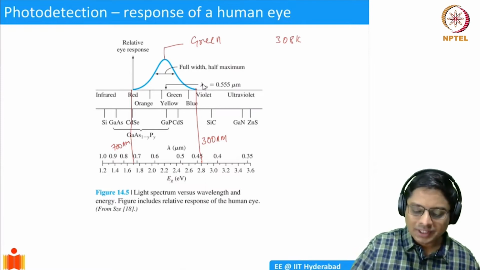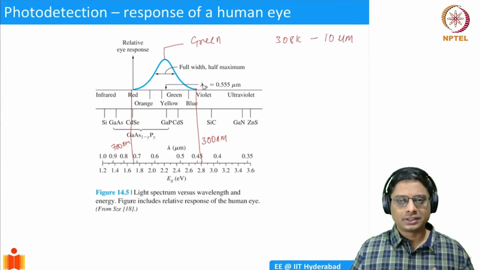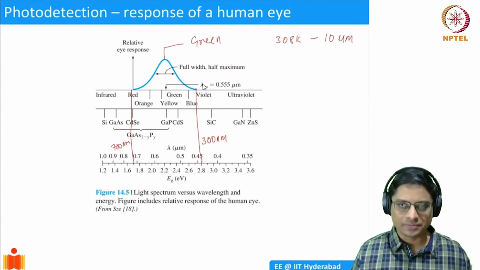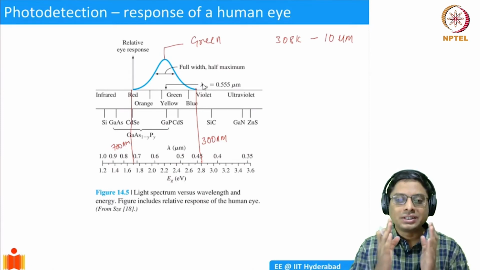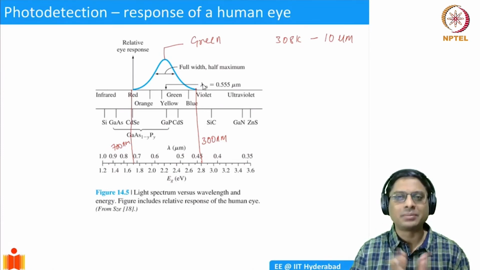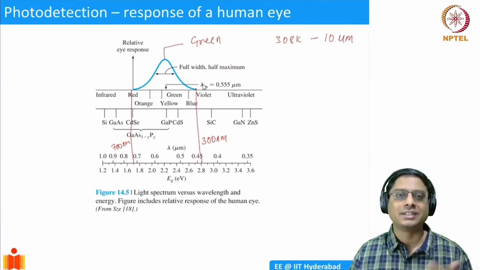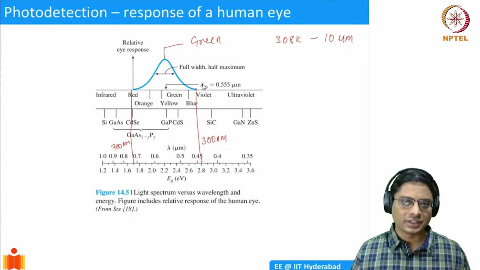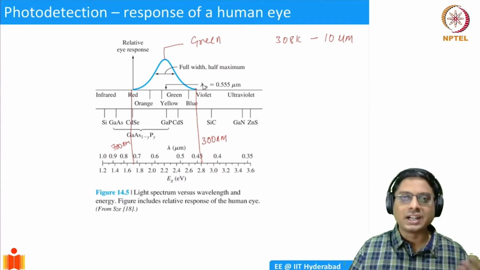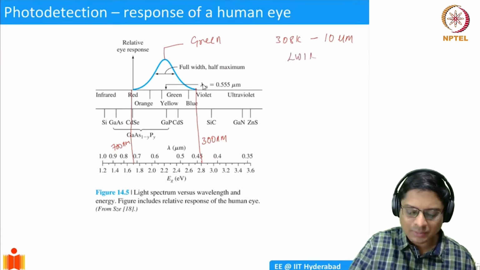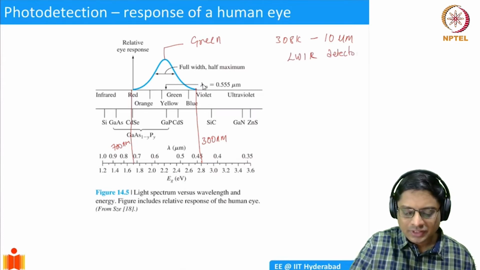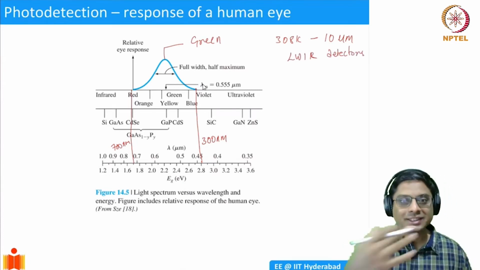So we emit radiation with a peak at about 10 microns approximately. Okay. So all of us are emitting this IR radiation. And if you build a photodetector that can actually measure this IR radiation, at 10 microns, then we can actually see in the dark. And this is the technology that we use for night vision, a technology which is called long wavelength IR, LWIR it's called. So we have LWIR detectors which can enable us to actually see what is there in the dark.